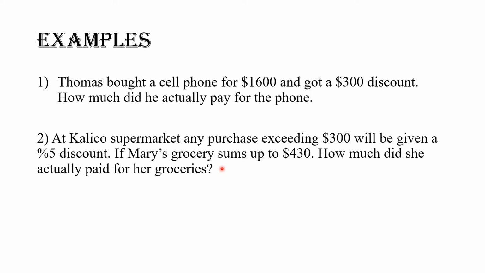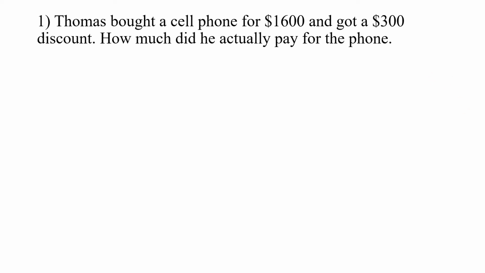So let's look at number one. Well, 1 and 2, but you could attempt it before we try. So number 1, Thomas bought a cell phone for $1,600, and here I decided to increase the values so as we get closer to the type of questions we might see in exams. Thomas bought a cell phone for $1,600 and got a $300 discount. How much did he actually pay for the phone?